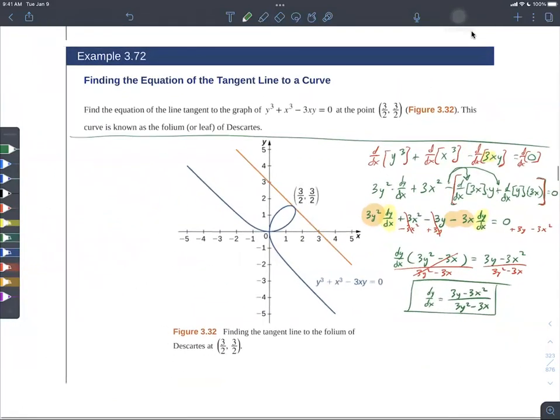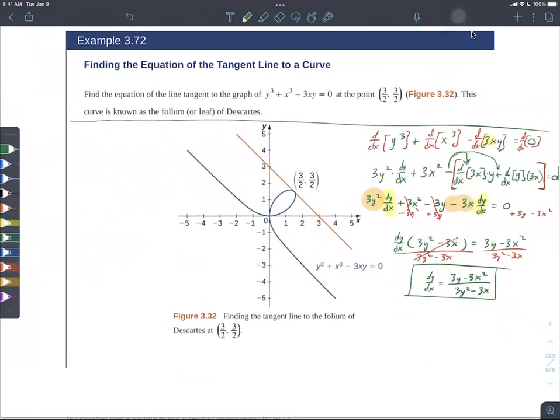We want the whole equation of the line. So let's go ahead and find the slope of this tangent line. That would be by evaluating the derivative dy/dx at the point (3/2, 3/2).